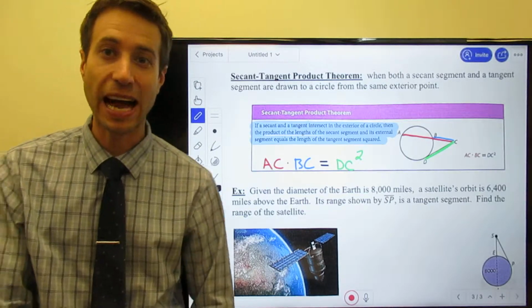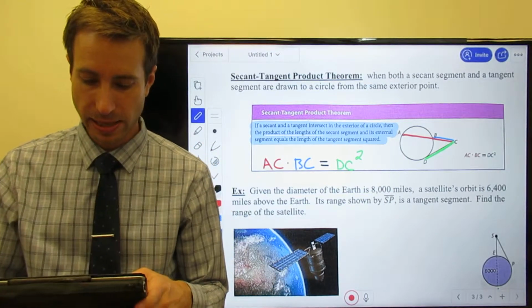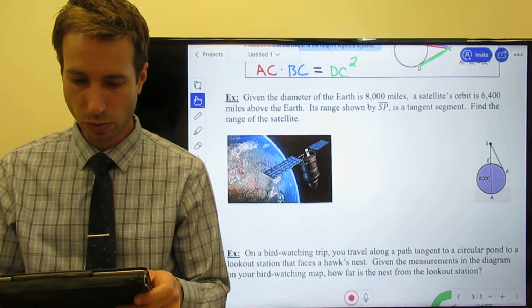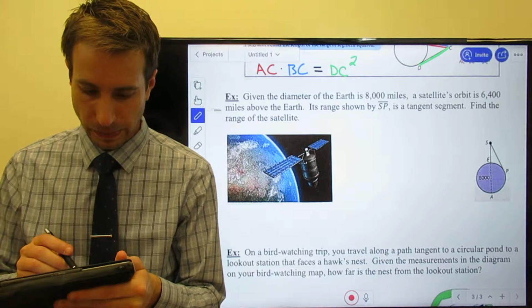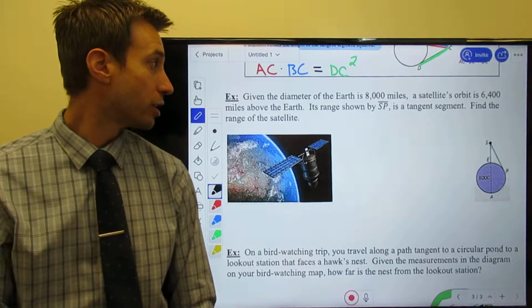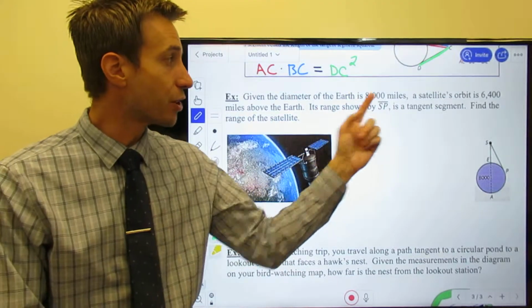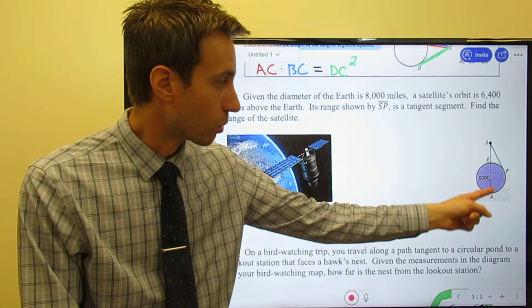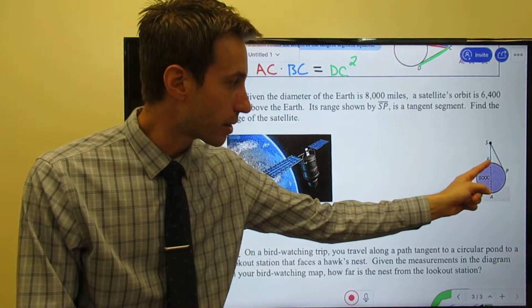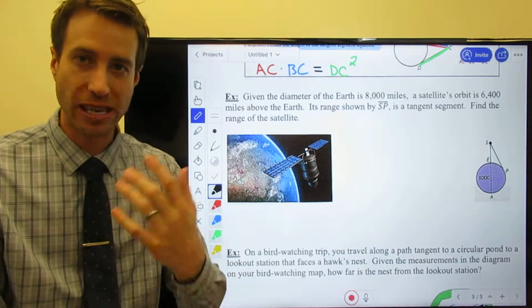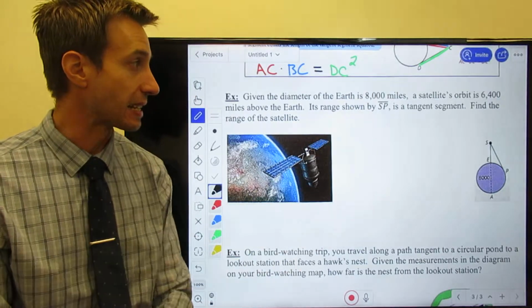Okay, let's see how this theorem applies in some problems. Here we go, first one. What we're going to do, you are given that the diameter of the Earth is 8,000 miles. In fact, I give it to you right here. There is Earth. I drew a diameter inside of there and labeled it 8,000. I just didn't put the units of miles, but there it is, 8,000 miles.